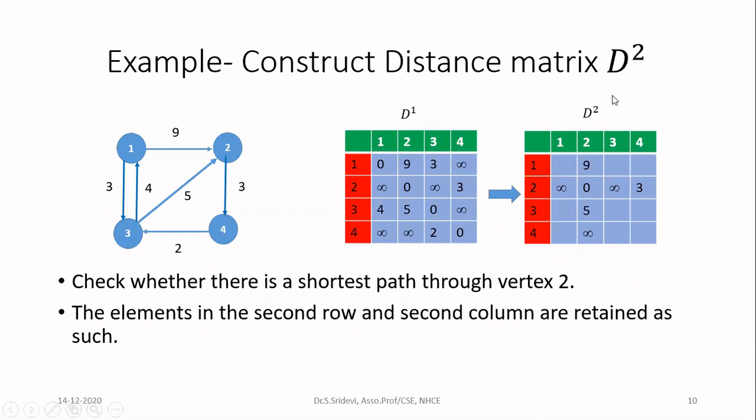So what we have to do now, you have to copy the second row and second column as such, because we are going to see with respect to the vertex 2. So copy the second row and second column from D1. Then you are going to compute the remaining 9 cells. So how to compute the remaining 9 cells? You use a formula I have already told you. Check whether the path through D2 is less. Okay, if it is having less distance, you update the previous cell. If the distance is not less, either if it is equal or greater, don't update the previous cell.